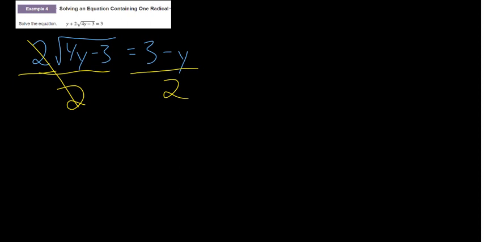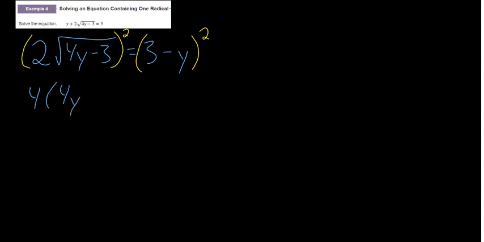Instead, we're just going to raise both sides to the second power, and that's going to take care of that radical without having to divide both sides by 2 and getting that janky looking fraction. Because we know from our power rules that this becomes 2 squared times the square root of 4y minus 3, squared.